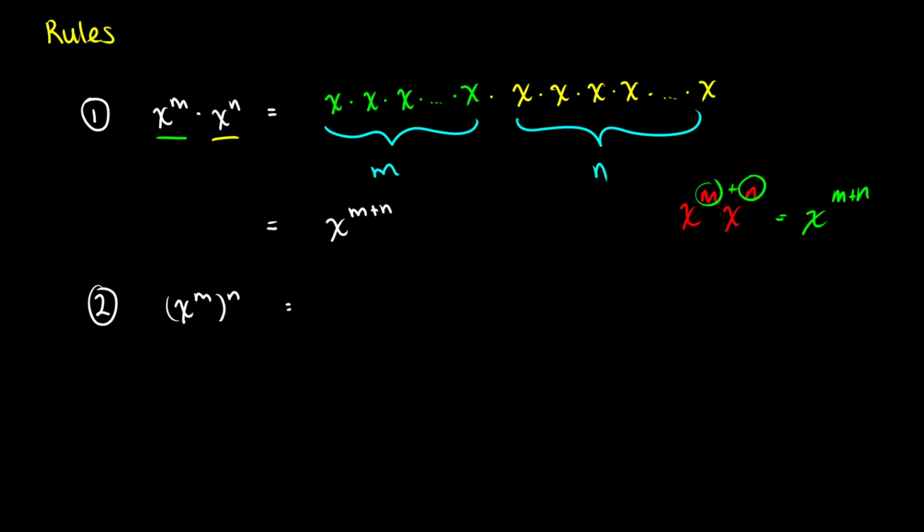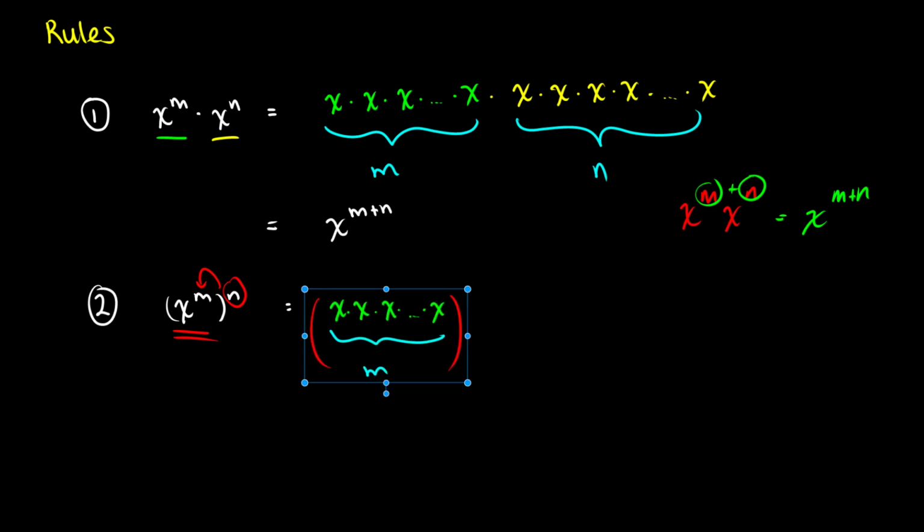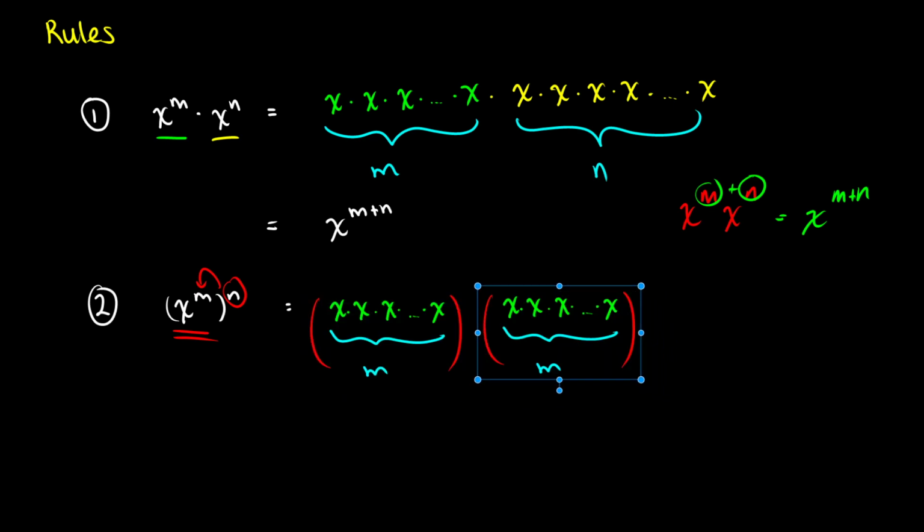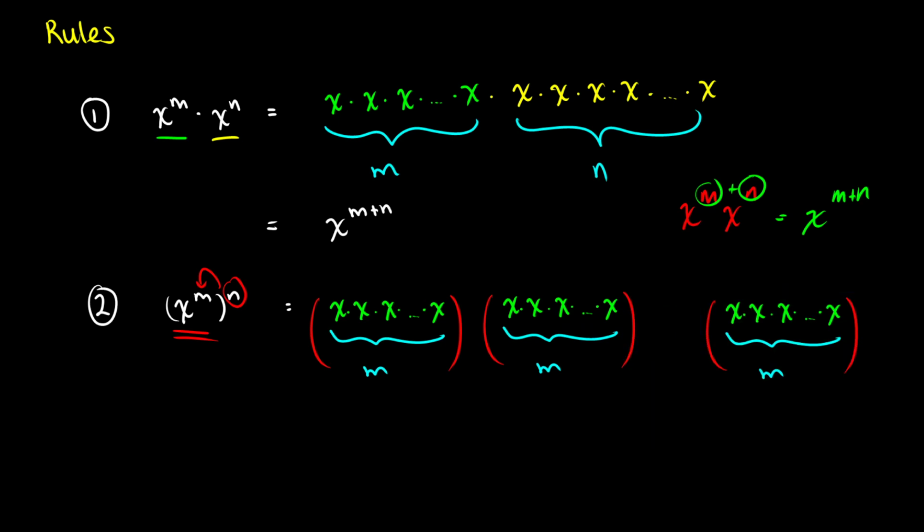Okay, now if we have x to the m raised to the power of n, well, what do we have here? Well, we have x times x times x dot dot dot times x. Okay, so this will be our m times here. Now, when we raise that to the power of n, this is how many times we're multiplying this whole thing by itself. So this is one unit, okay, and using the power of technology, we can do this again, and we can keep going. So we can multiply that by that, do it a few more times, and this whole thing happens a grand total of n times. So basically, we're multiplying x by itself m times for a certain amount of n times.